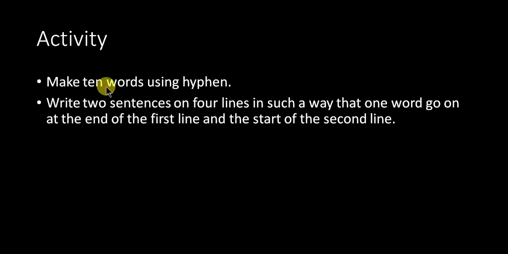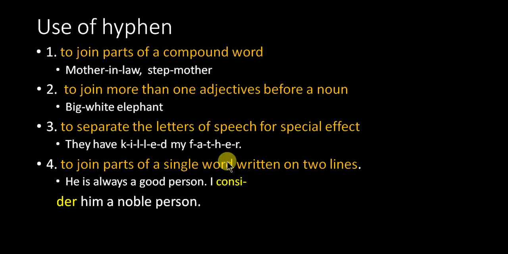There is an activity. Make 10 words using hyphen. So this is your activity. You have to write 10 words using hyphen, and the next activity is to write 2 sentences in 4 lines in such a way that one word goes on at the end of the first line and the start of the second line, just like this, I consider. In this way you have to write 2 sentences on 4 lines. Like I have written point number 4, I consider. You have to write 2 sentences in this way. Understand, dear students?